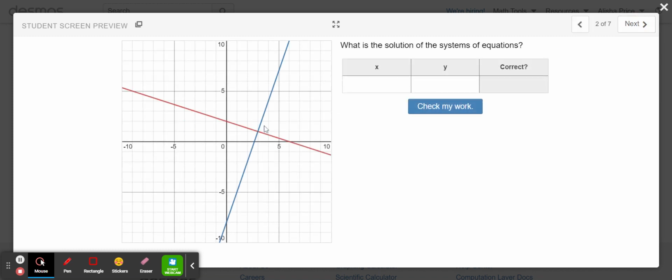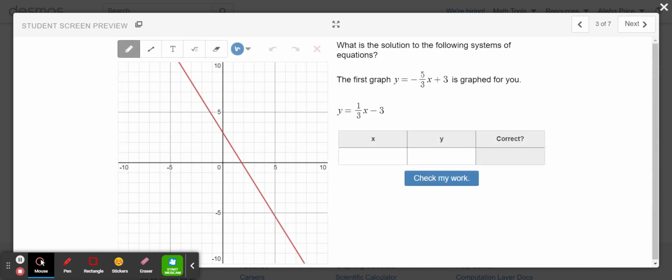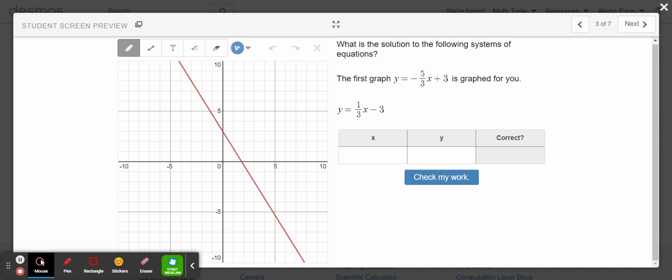This one works the same way, so I'm not going to go over it. Hopefully you can figure this one out on your own. But our solution, again, is going to be where those two lines intersect. On this one, it says, what is the solution to the following system of equations? The first graph, y equals negative 5/3 x plus 3, is graphed for you. The second line, y equals 1/3 x minus 3, we have to graph ourselves.